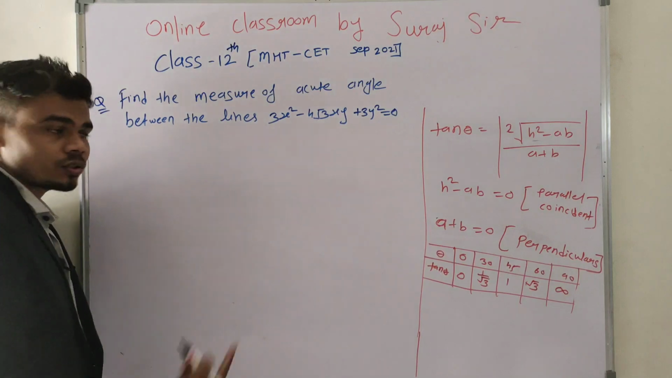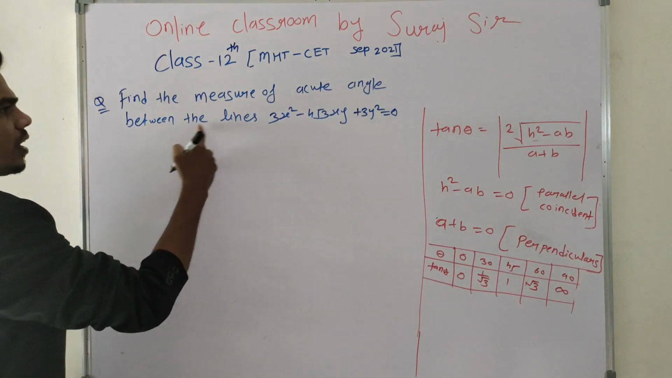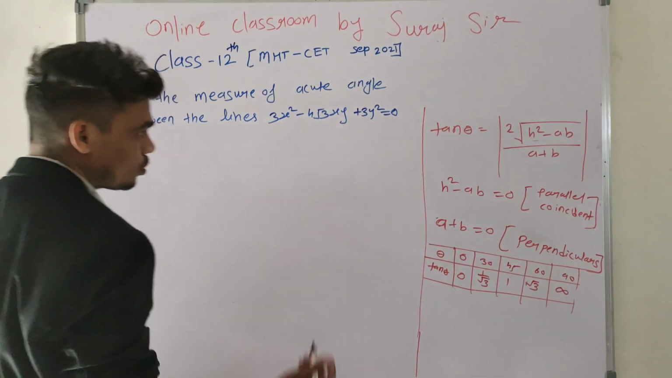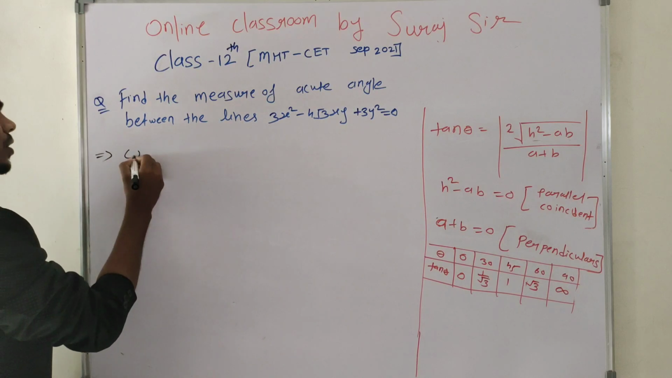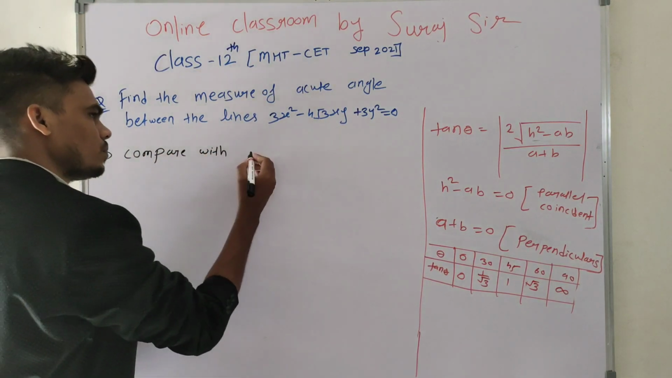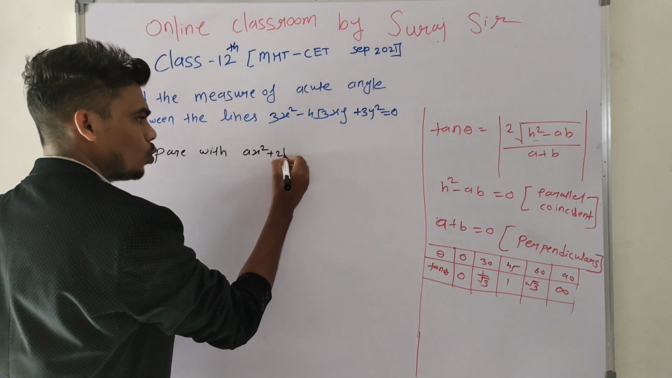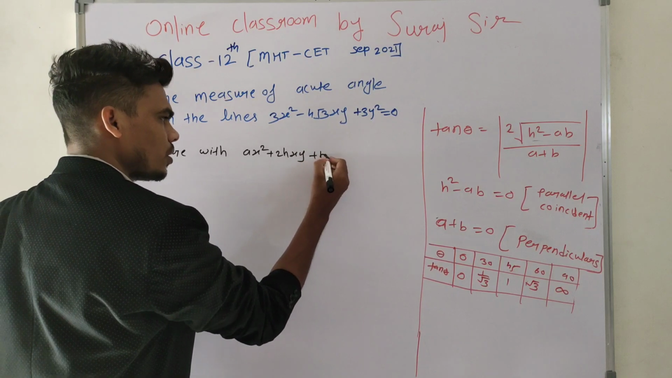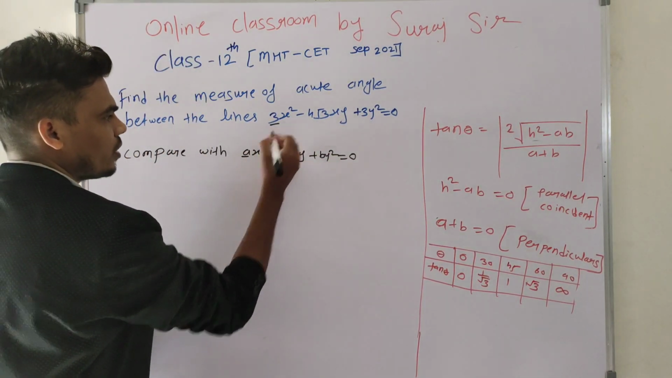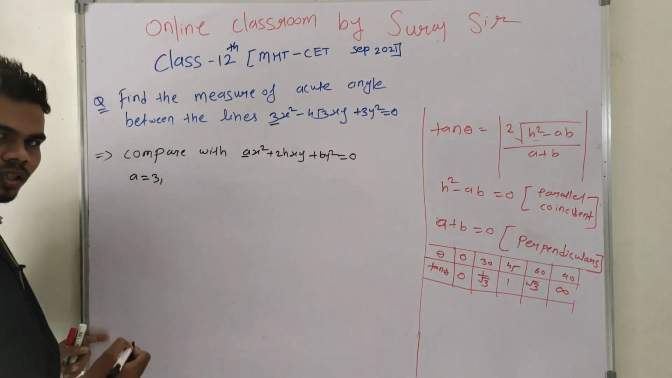Clear? Next question. Find the measure of the acute angle between the lines 3x square minus 4 root 3 xy plus 3y square is equal to 0. Compare once again with ax square plus 2hxy plus by square is equal to 0. What is the value of a? A is equal to 3.